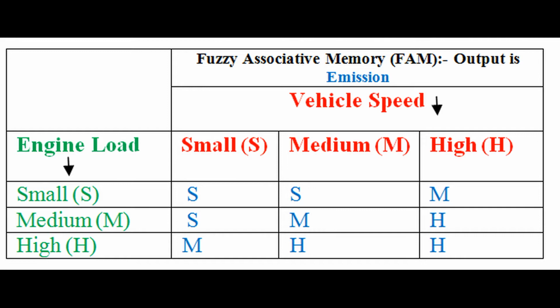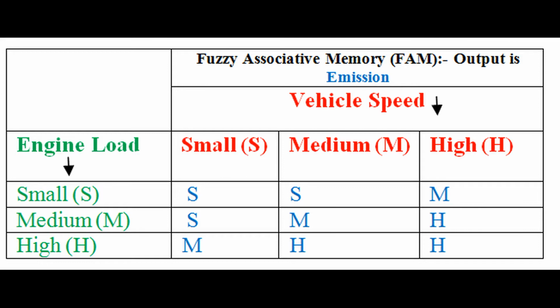So this compact graphical form can be represented using the following table, and this particular table is what we call fuzzy associative memory, that is FAM, or the FAM table. From this FAM table one can create a total of K1 multiplied by K2 rules, where K1 is the number of partitions for input 1 and K2 is the number of partitions for input 2. So in this particular example, how many rules can we form? For the engine load we have 3 partitions, small, medium and high, and for the vehicle speed again we have 3 partitions. So in total we can make 9 rules.